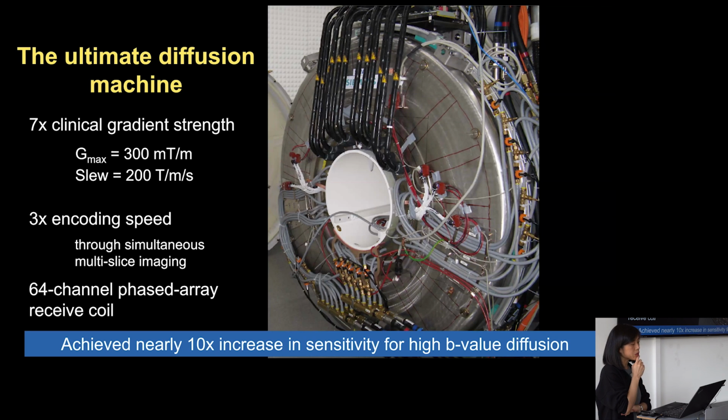And then we also partnered with Boris Keil, who was in our coil lab at the time, and is now at Mittelhessen here in Germany. We had a very exquisitely sensitive 64-channel phased array brain head coil. So in aggregate, all of these advances allowed us to achieve nearly a 10 times increase in sensitivity for high b-value diffusion. When we talk about high b-values, we talk about b-values on the order of at least 10,000, 20,000, going up to 40, 60,000. You can still see signal in the human brain, even at such strong b-values.